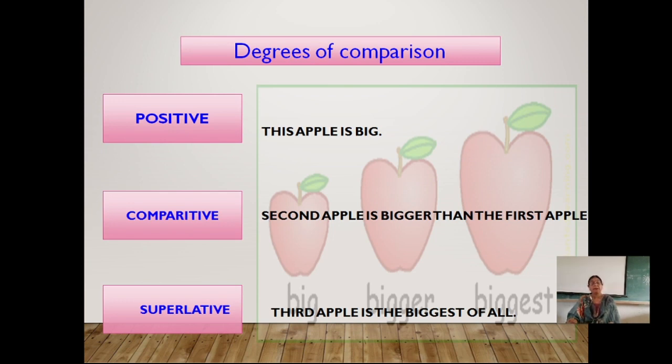Okay. Now you see, in positive degree, I have just one apple and I say this apple is big. But then when I have two apples and I have to compare which one is bigger, I say the second apple is bigger than the first apple, as you can see here. And then in the superlative form, the third apple is the biggest of all the three apples.